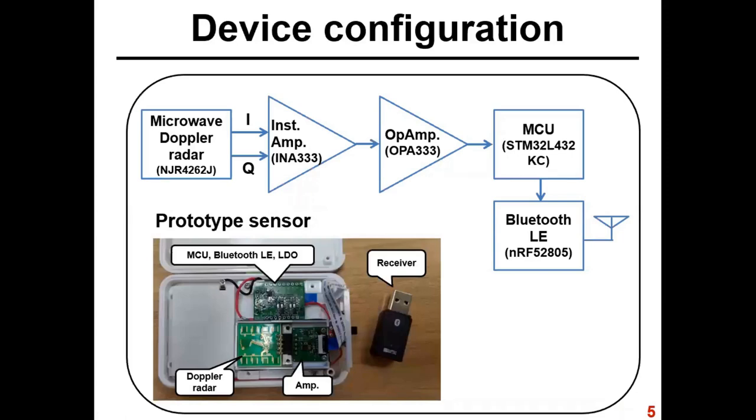And we developed a prototype system for portable devices using the Doppler sensor for wireless monitoring. This sensor is used in a hospital. So the Doppler wave is amplified and transmitted to the gateway such as a PC or smartphone by using Bluetooth LE.